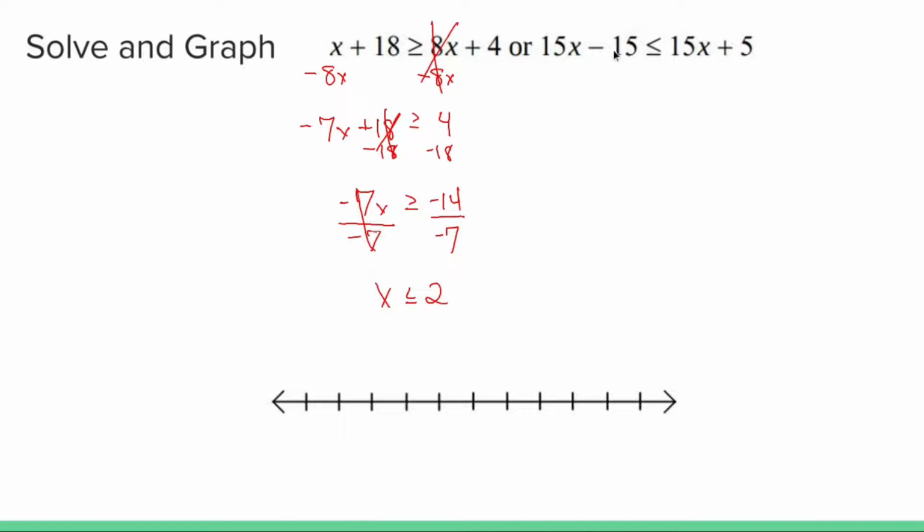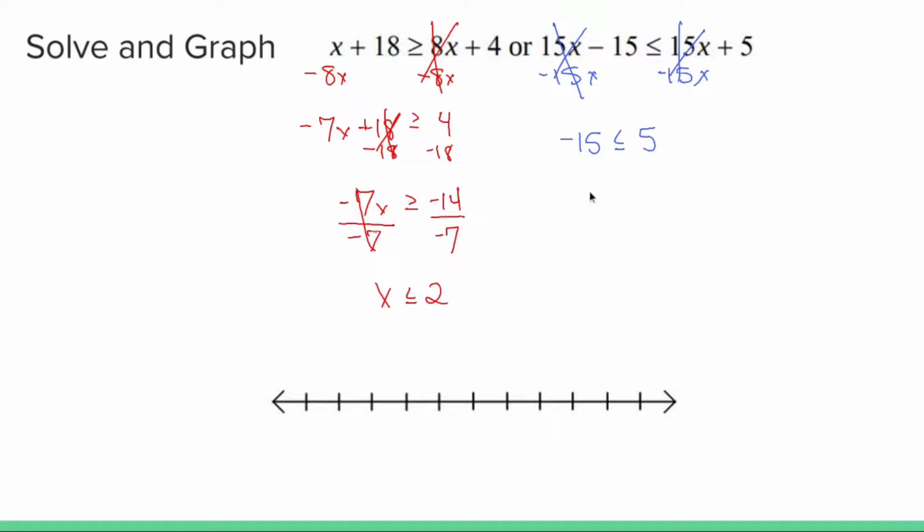Now the other guy is going to be really strange, and you might see why off the top. All right, 15x on the left, 15x on the right. Subtract 15x, subtract 15x, you disappear, and you're left with negative 15 is less than or equal to 5.